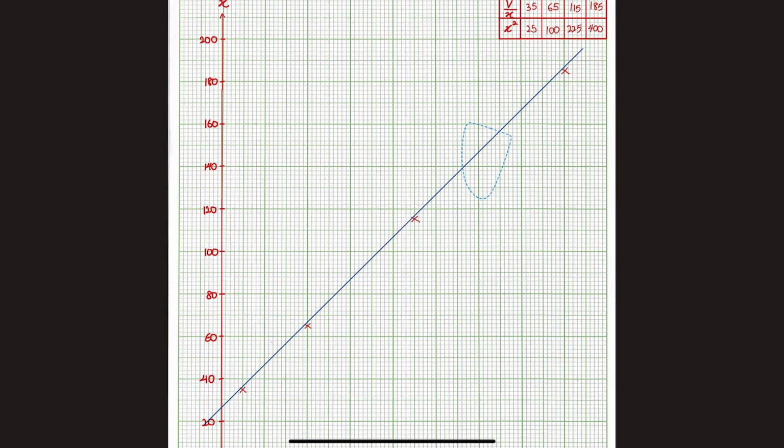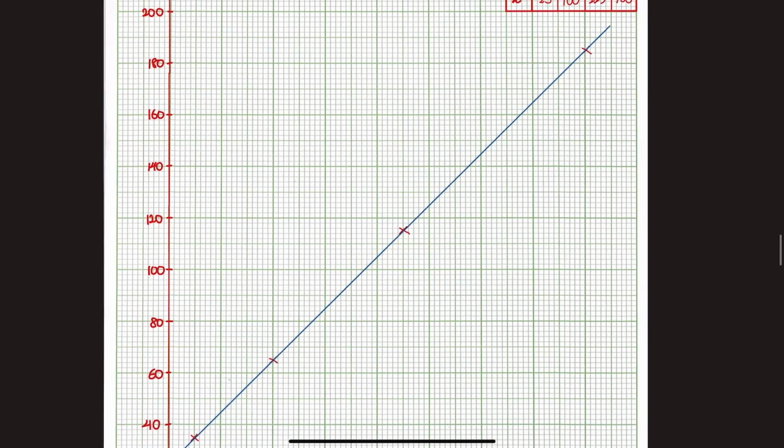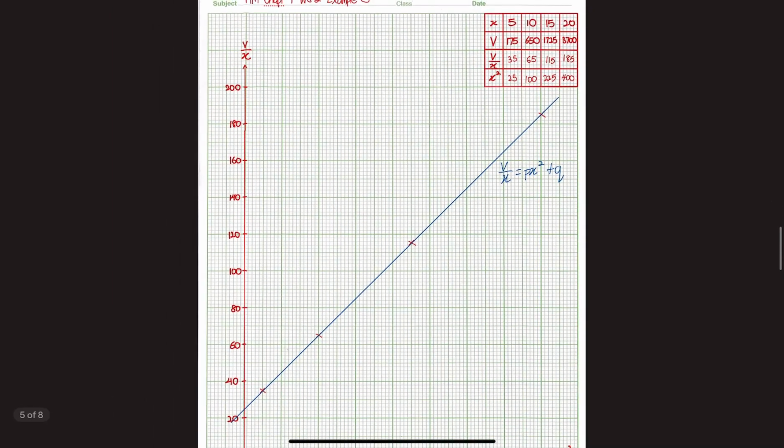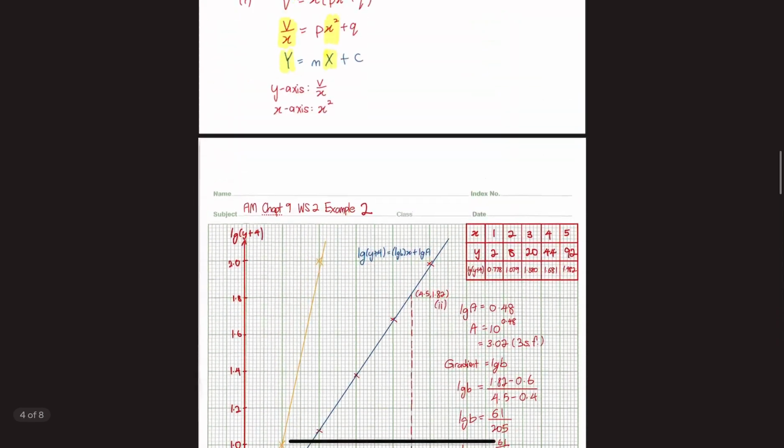Okay, let me shift the line down. Best fit line, something like this. I think this is accurate. Yeah. Okay. So once I've drawn the line, my last step is to label this line. This line has the equation v over x equals px squared plus q. Okay. Then now the first part is done.